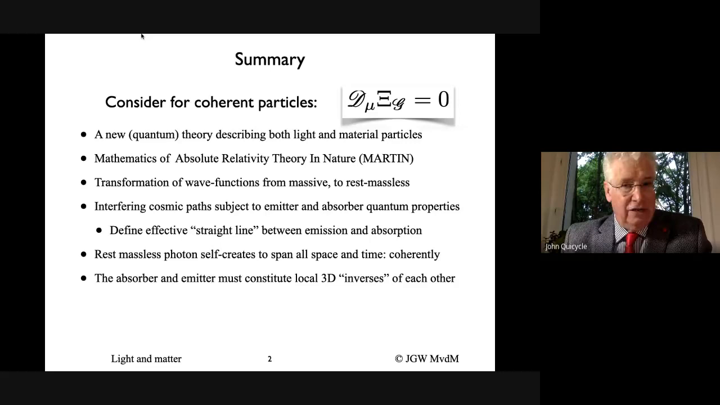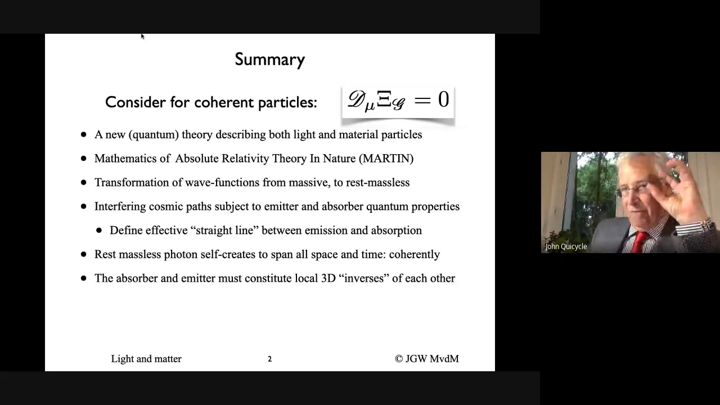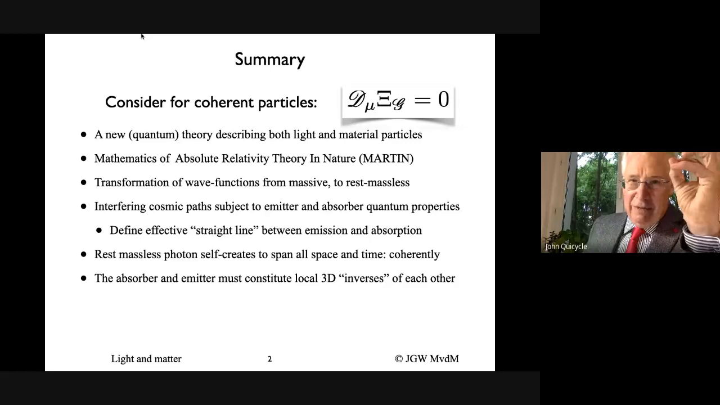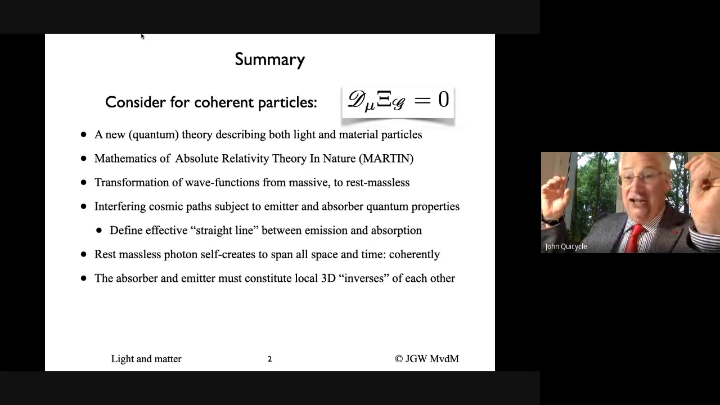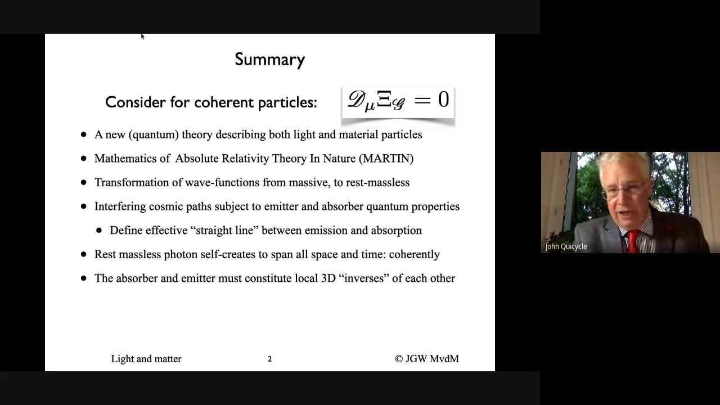So the absorber and emitter, why must they constitute local 3D inverses of one another? Because what you've got is some mass energy that used to be sitting on the sun, and it's done something, it's emitted a photon, that photon's jumped across space and time, and that energy's gone bong and landed in your eye. There's been a transfer of energy from the sun to your eye.